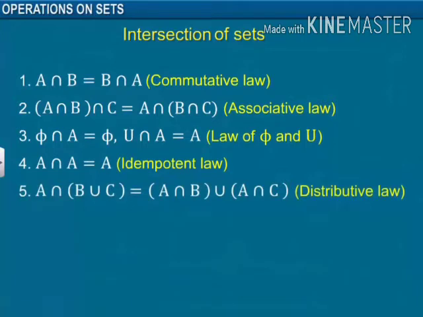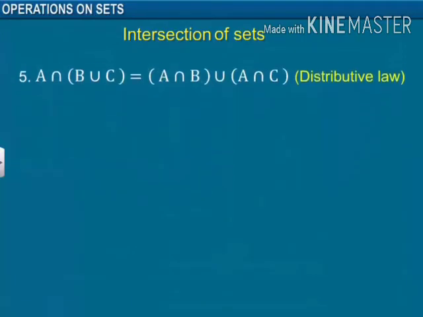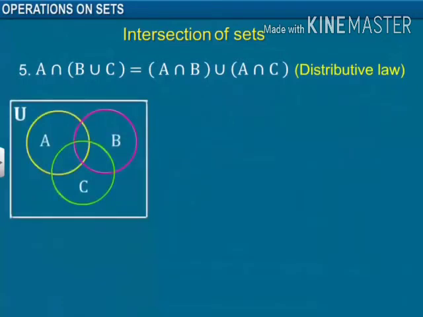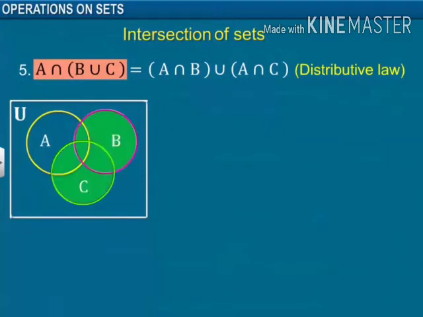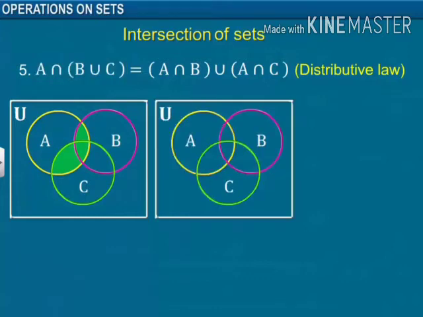Taking the left-hand side, for B union C, we have this Venn diagram. A intersection (B union C) is as shown. On the right-hand side, the Venn diagram for A intersection B is as shown. The diagram for A intersection C is as shown. For (A intersection B) union (A intersection C), the Venn diagram is as shown.